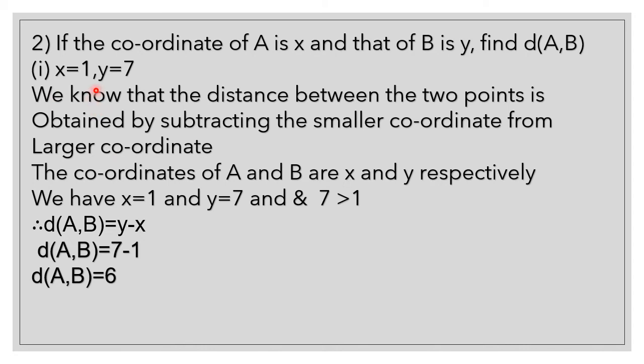We know that whenever we have to find out the distance between any two given points, at that time what we are doing? We are just subtracting the smaller coordinate from the larger coordinate. So here what we will have, distance between the point A and B, that is equal to y minus x, as y is the larger coordinate and x is the smaller coordinate. Hence y minus x, and in the next step what you will write, the value of y is 7 and that of x is 1. So 7 minus 1 is equal to 6. Hence the distance between the point A and B is 6 units.